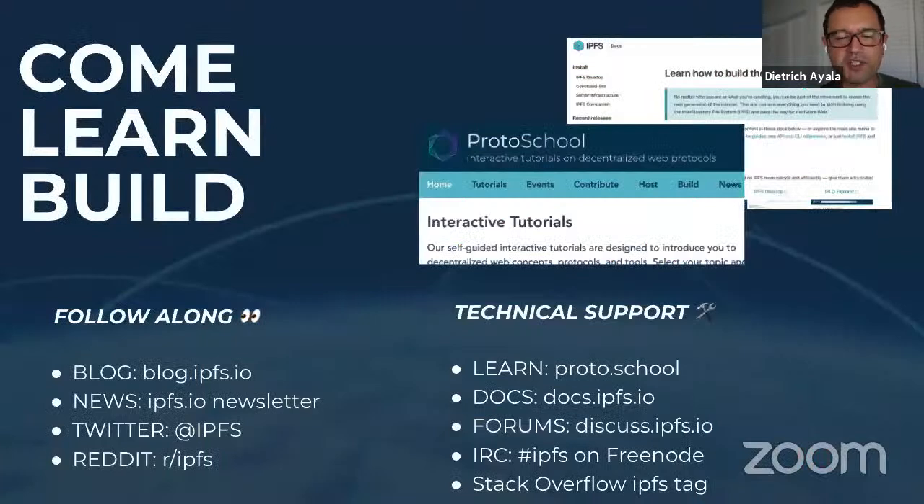So that is a quick speed run through the IPFS ecosystem, some of the Filecoin work that we're doing right now, and how we're supporting the NFT community.